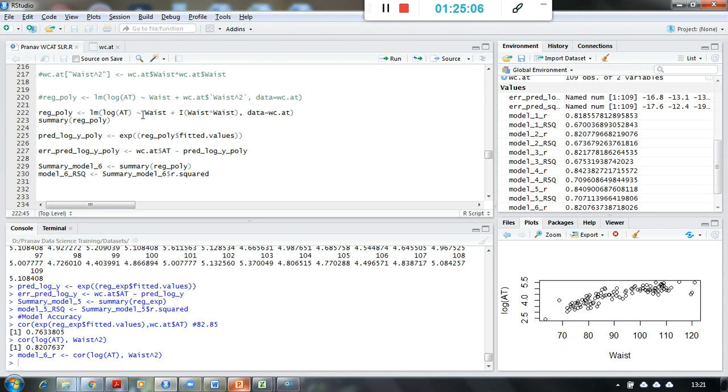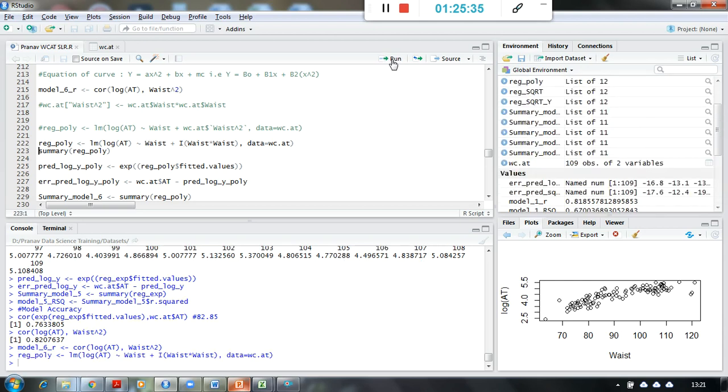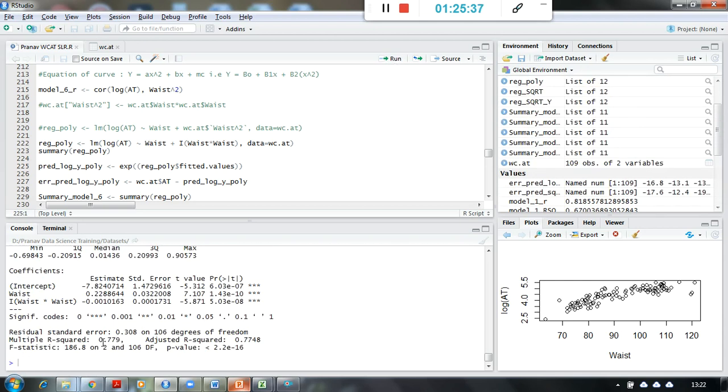So log of AT tilde west, which is my b1x, plus I'm adding it with b2x square. So beta 1 will be for west and beta 2 will be for west square, right? So let us build a model. Look at the summary and look at that.